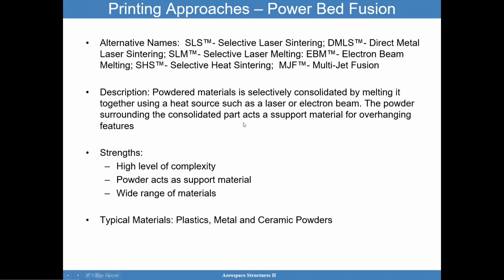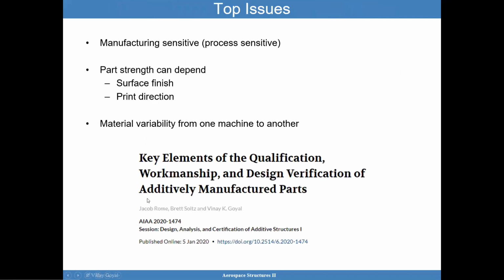The powder bed fusion has alternate names. We have SLS, DMLS, SLM, EBM, and so forth. Powdered materials are selectively consolidated by melting them together using a heat source such as a laser or electron beam. The powder surrounding the consolidated material acts as a support material for overhanging features. It can deal with high levels of complexity. The powder acts as a support material, and it can deal with a wide range of materials, including metals.